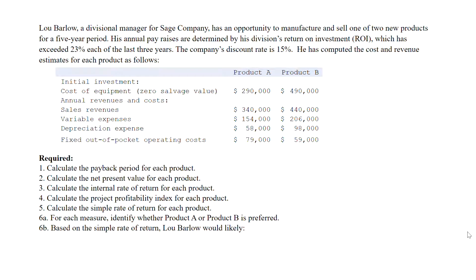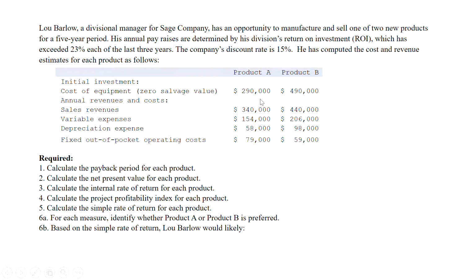In this video, I'm going to walk through a very similar example to your last comprehensive problem in Chapter 13. We have Lou, who's a divisional manager, trying to decide between producing and selling product A or B for the next 5 years. His raises are based on the division's ROI, which has exceeded 23% in each of the last 3 years. And hopefully ROI sounds familiar from a past chapter. The company's discount rate, also known sometimes as the minimum required rate of return, is 15%.